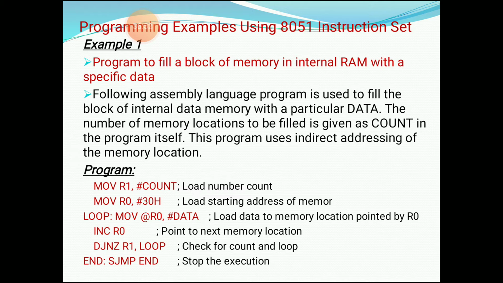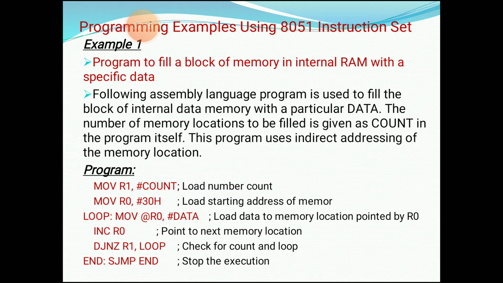Next, MOV @R0, A. The data may be either immediate data specified in the instruction. This data is copied to the address, that is the 30H location, and then the next location is incremented. Now R0 becomes 31H, the count value is decremented, and if count is not equal to 0, repeat the operation, that is DJNZ R1, loop.